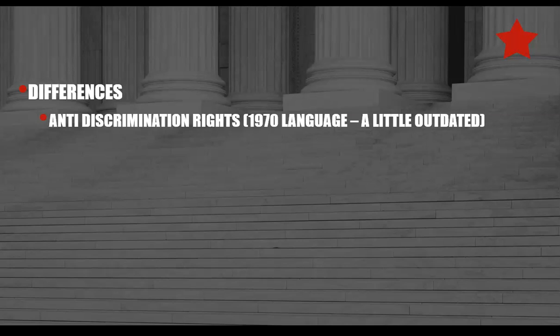We have anti-discrimination rights in the Illinois Constitution. Now, keep in mind, this was written in 1970, so the language of the document is a little outdated. These are not my words. These are the words of the actual Illinois Constitution, so I wouldn't personally say them this way. However, this is the way that they are worded in the document, and I wanted to make sure you get it from the horse's mouth, so to speak.